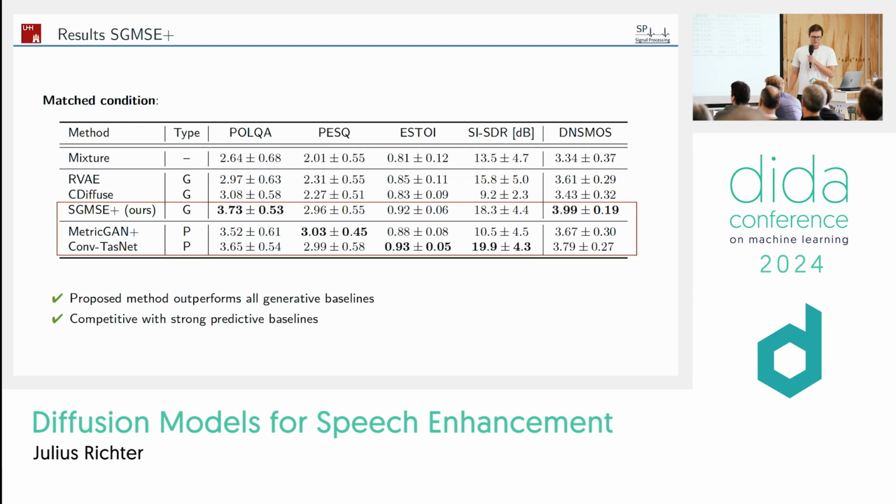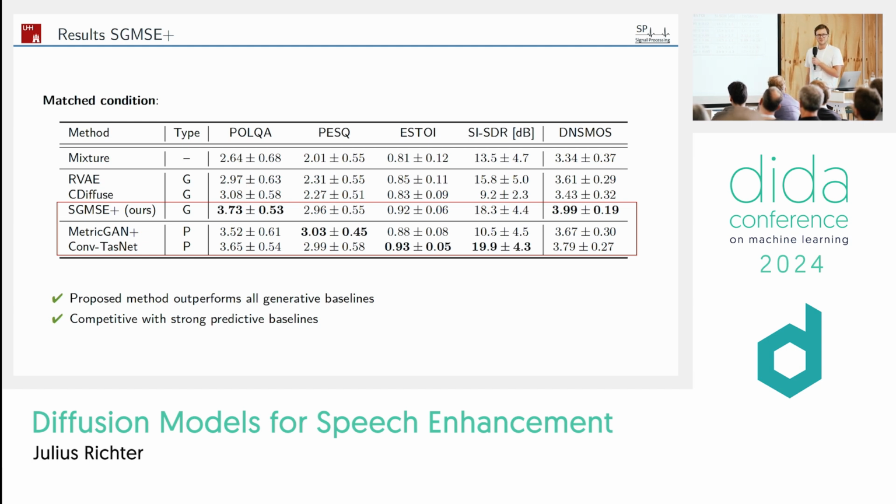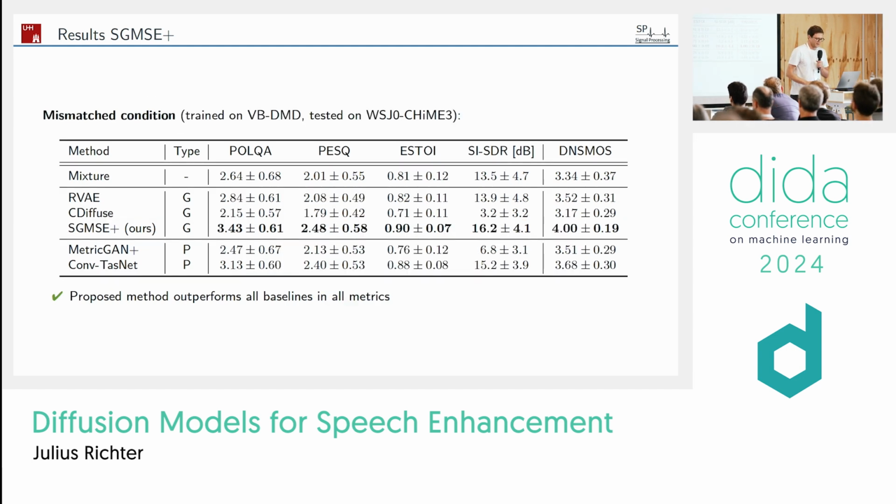And now if you compare to state-of-the-art predictive methods, then you see we are quite on par with them in some metrics like speech quality. Metric gun wins, and here conf-tasnet wins in intelligibility, whereas we again win in Polka, which is also a quality measure. So it's always good to have a bunch of metrics to compare your methods with. But in general, we see that we are quite competitive with predictive baselines, and we outperform all generative baselines, which is nice.